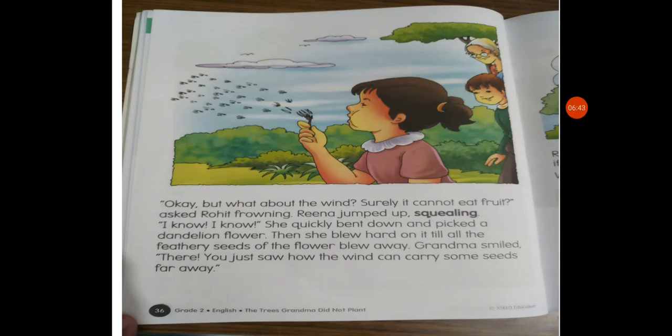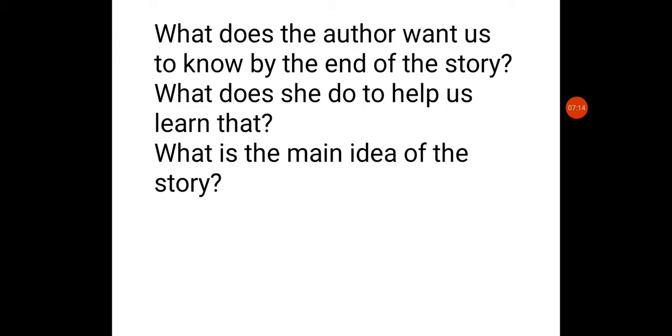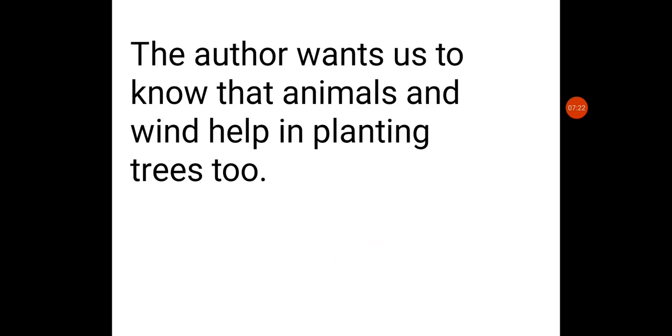Okay, and now can you tell me what is the main idea of the story? So main idea could be there are many ways in which trees grow. So trees grow in many ways. This is the main idea. क्योंकि इसमें different different types से grow हो रहे हैं ना, wind लेके जा रही है, animals लेके जा रहे हैं उसको. So in this way, the main idea of the story is trees grow in many ways. I hope it is clear to you students. Next one.